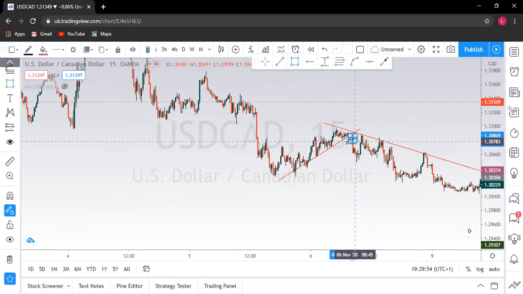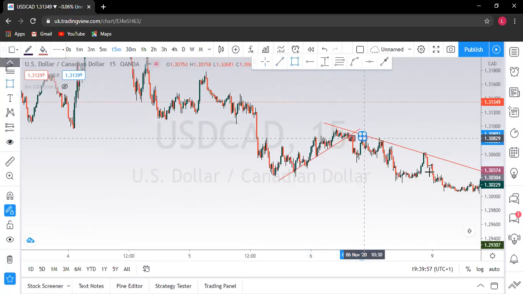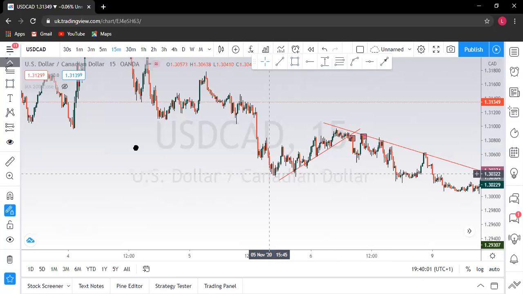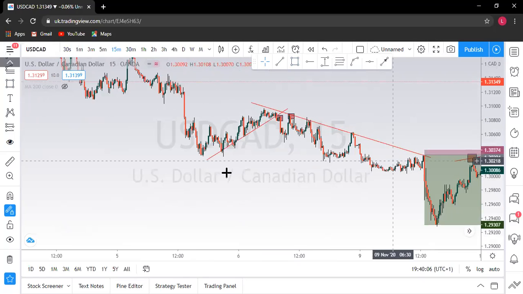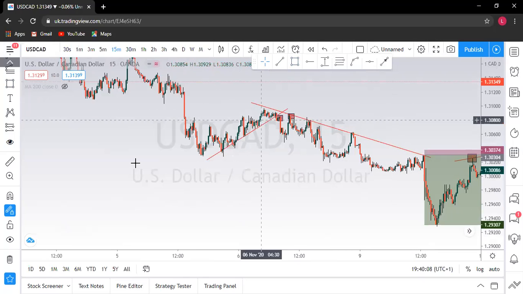But that retest was not loud. The market came back for another retest here before it started going down. See, you see the way it started going down. So that is how market actually makes its move.